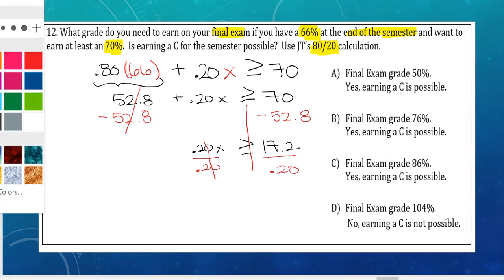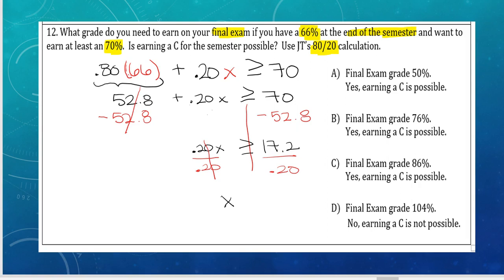And I now know X, or X represented my final exam grade, has to be greater than or equal to, and again calculator work, 17.2 divided by 0.20 is 86%. So it looks like my answer is C for this particular problem. My final exam grade has to be 86% or higher, and if it is, yes, earning a C is possible.